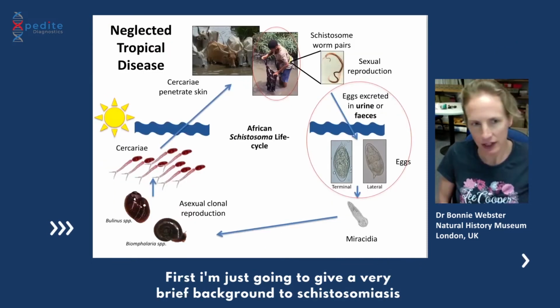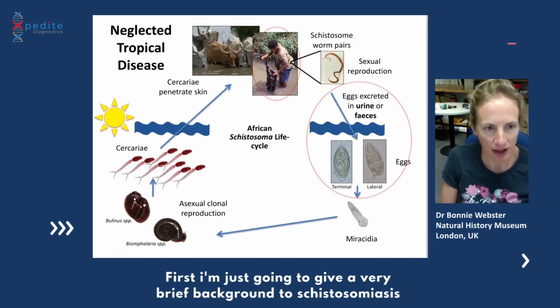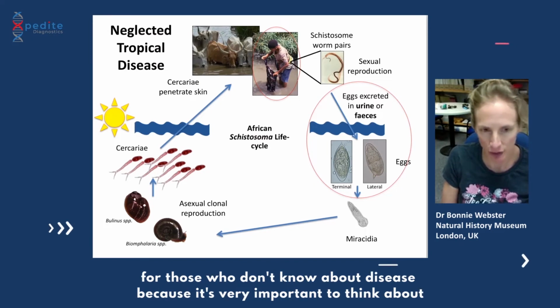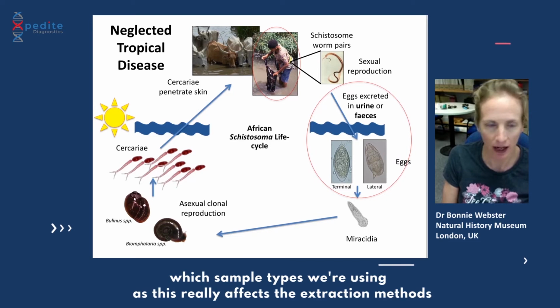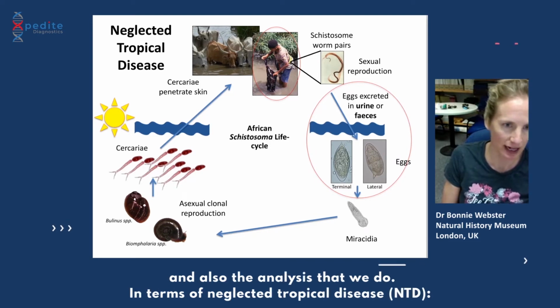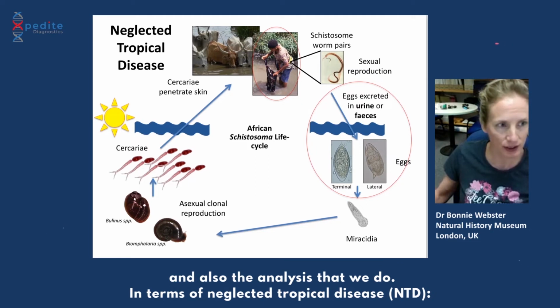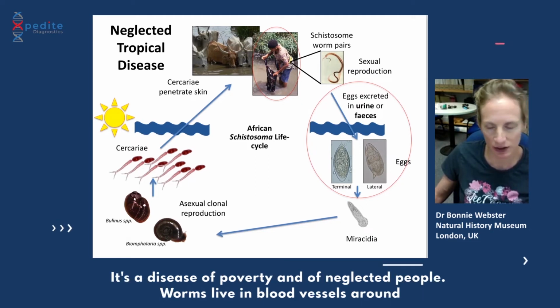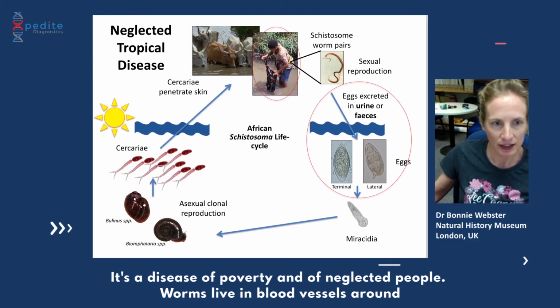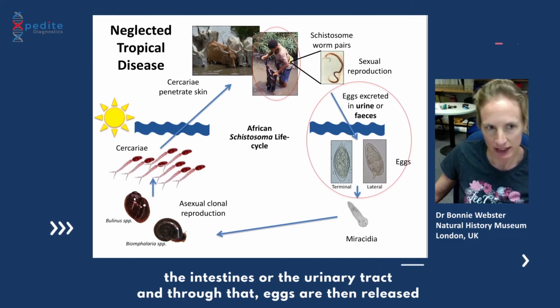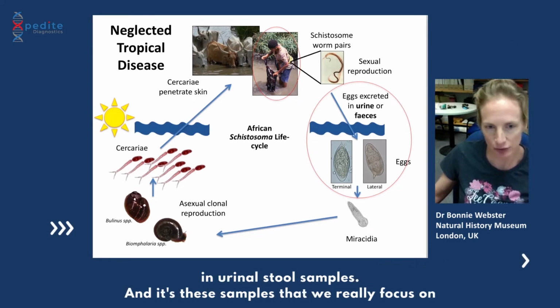First I'm going to give a very brief background to schistosomiasis, mainly for those who don't know about the disease, because this is very important to think about which sample types we're using, as this really affects the extraction methods and also the analysis that we do. It's termed a neglected tropical disease, a disease of poverty and of neglected people. Worms live in blood vessels around the intestines or the urinary tract, and through that, eggs are then released in urine or stool samples.